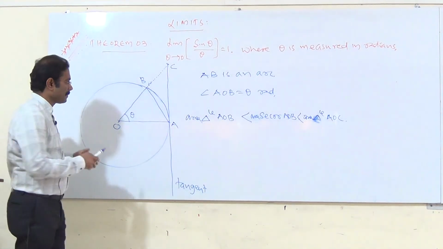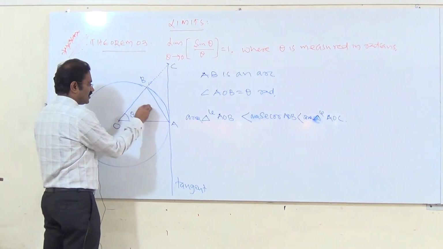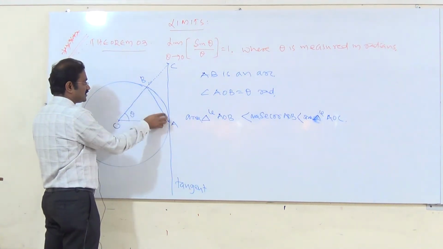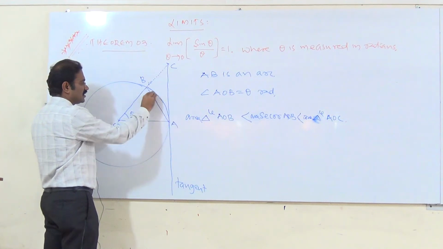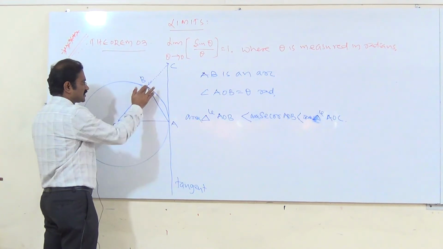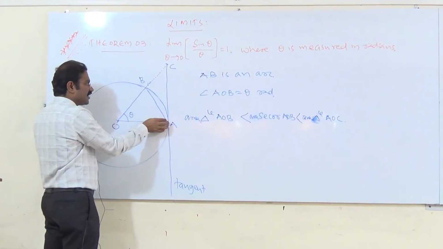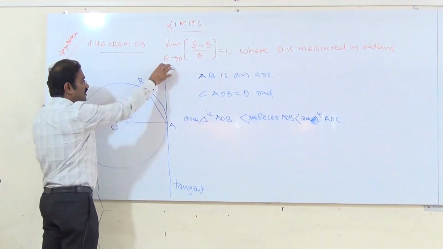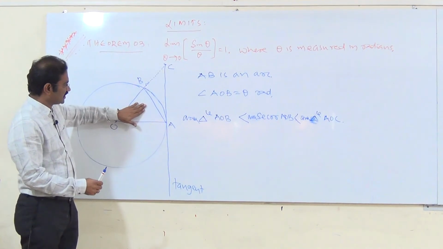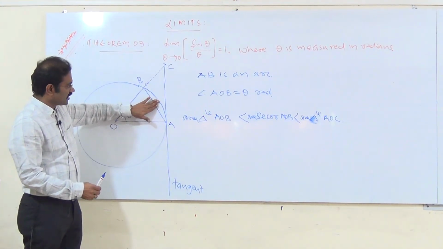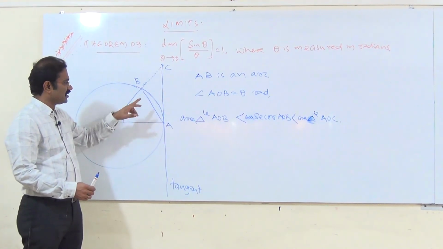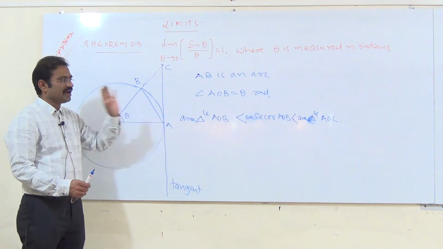Observe: the area of this triangle AOB is less than the area of sector AOB. Sector means the curved part above, and this area is smaller than that. The area of this triangle is less than sector AOB. The area of the sector is also smaller than triangle AOC. The area of the sector is less than this. My job is to find the area of the triangle and the area of the sector.